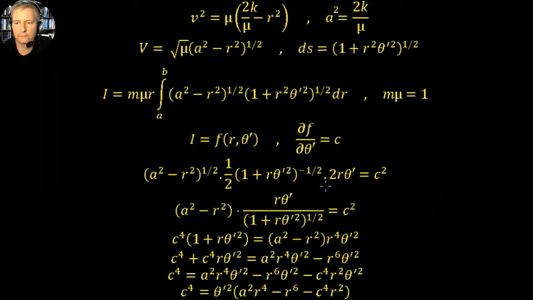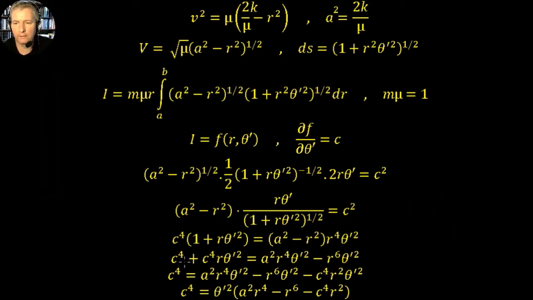So the 2 cancels with the half, so we're left with a squared minus r squared, and in the top line we've got our r theta derivative, and that minus a half can come down to the bottom line, so it's 1 plus the r theta derivative squared to the power of a half equals c squared. Now we want to get rid of these square root signs, so we can square both sides, and then we can take this up to the c squared as well, and we get this line here.